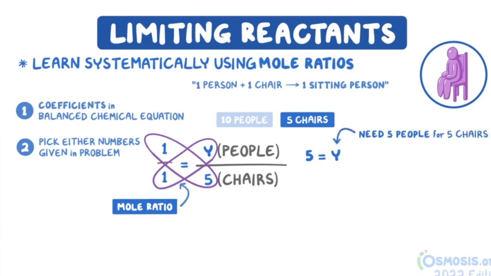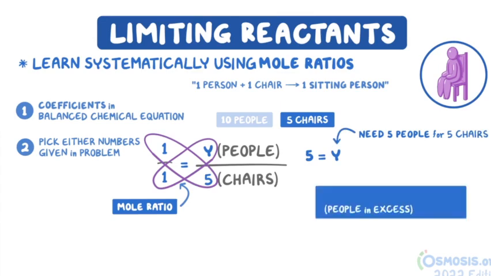However, we know that we actually have 10 people, meaning that the number of people is in excess. We have more people than chairs. Once again, this would make chairs the limiting reactant in this problem.